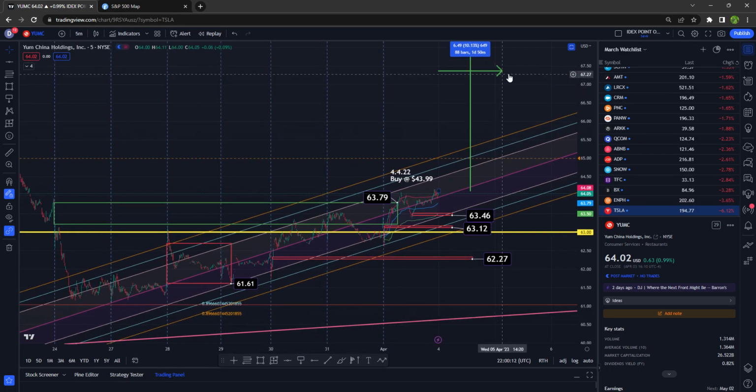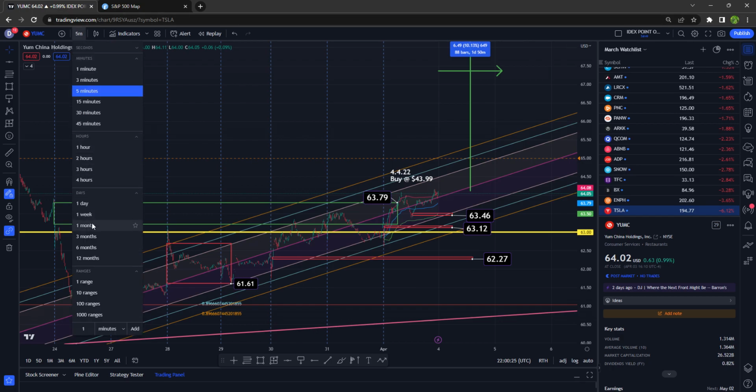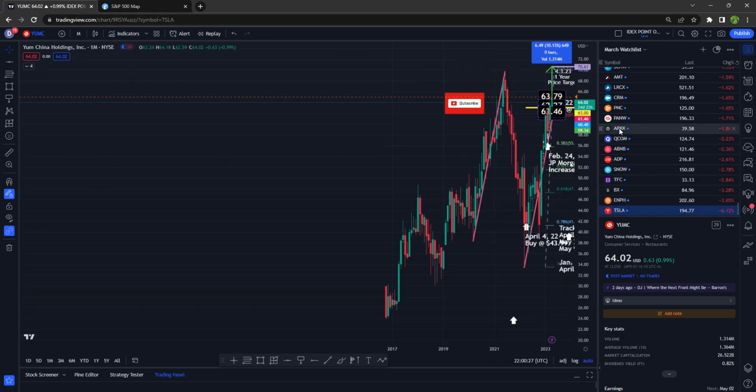And the reason I did buy it is it did hit a low at some point in the past. I'll show you that in a second. But they own Taco Bell, and I'm a huge fan of Taco Bell. I eat there all the time. And let me show you this stock on the monthly time frame.